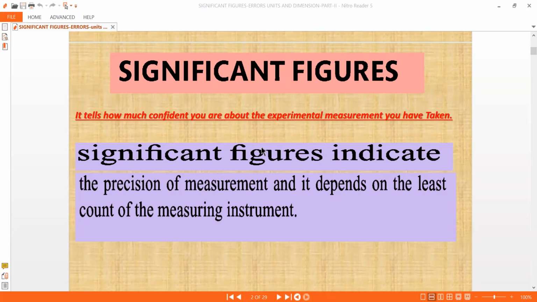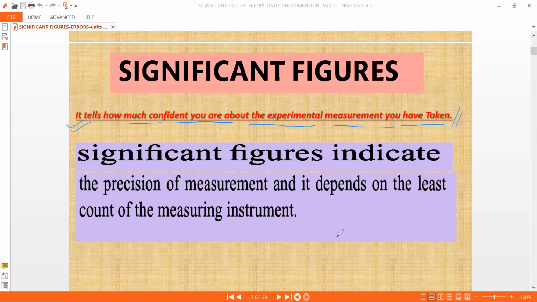And now let's move on to the concept of significant figures. What are these significant figures? What do they suggest? It tells us how much confident you are about the experimental measurement you have taken. The significant figures will tell us the confidence limit.